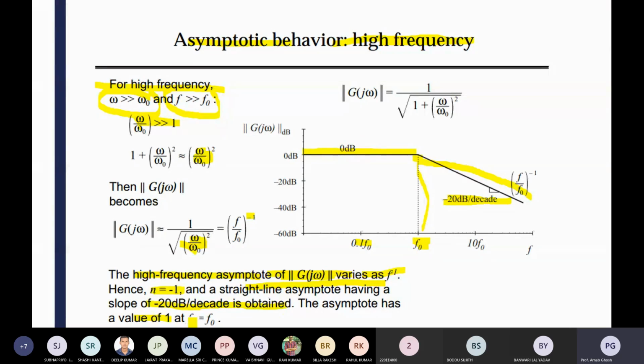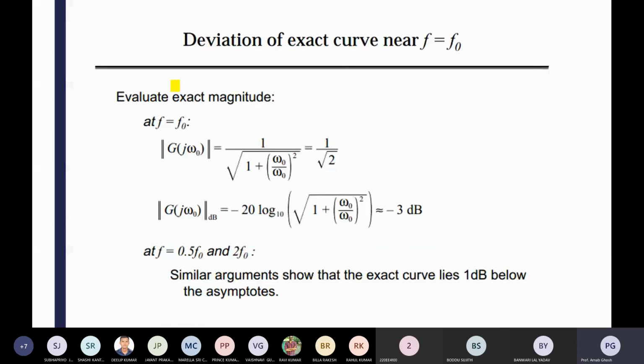Okay, and the value of 1 at f equal to f0. Okay, 1 means 0, the value will be 1, which means it will be 0 dB actually. Then nearer to the curve, f equal to f0. So what happened at f equal to f0? The exact magnitude will be 1 by root 2. Okay, 1 by root 2, if you see, it is nearer to minus 3 dB. If you calculate that value, you are replacing that value, 1 by root 2. So root 2 value is nearer to the minus 3 dB.